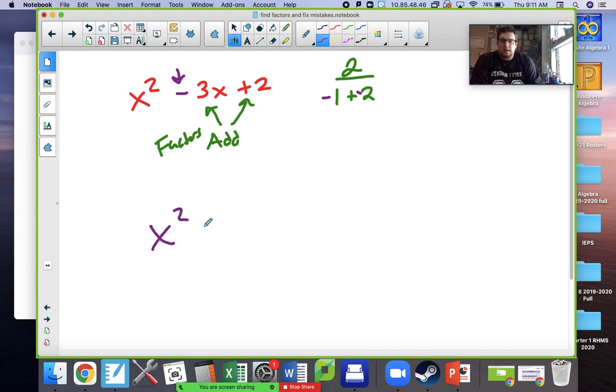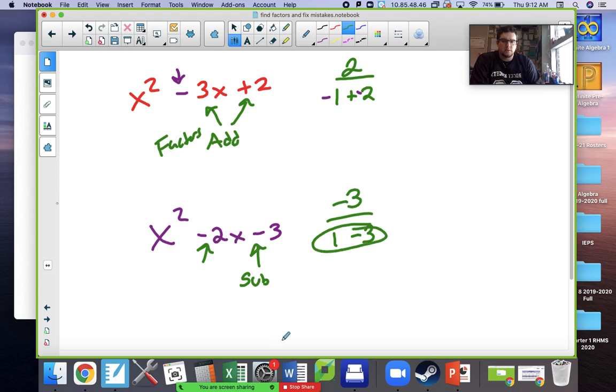While if I had x squared minus 2x minus 3, this minus sign right here tells me that I have to subtract my factors. So when I'm looking for two numbers that multiply to negative 3, the two numbers are going to subtract. And then, because it's negative, the negative number, or the larger, has to be negative. So I know it has to be these two. Just some ways that help us when the factors get larger.